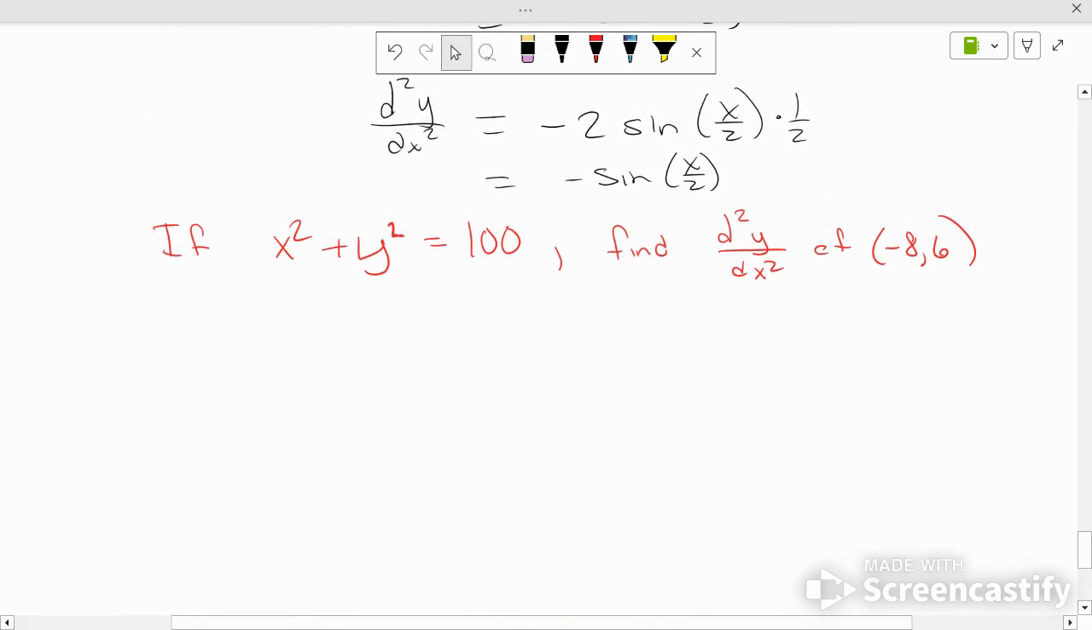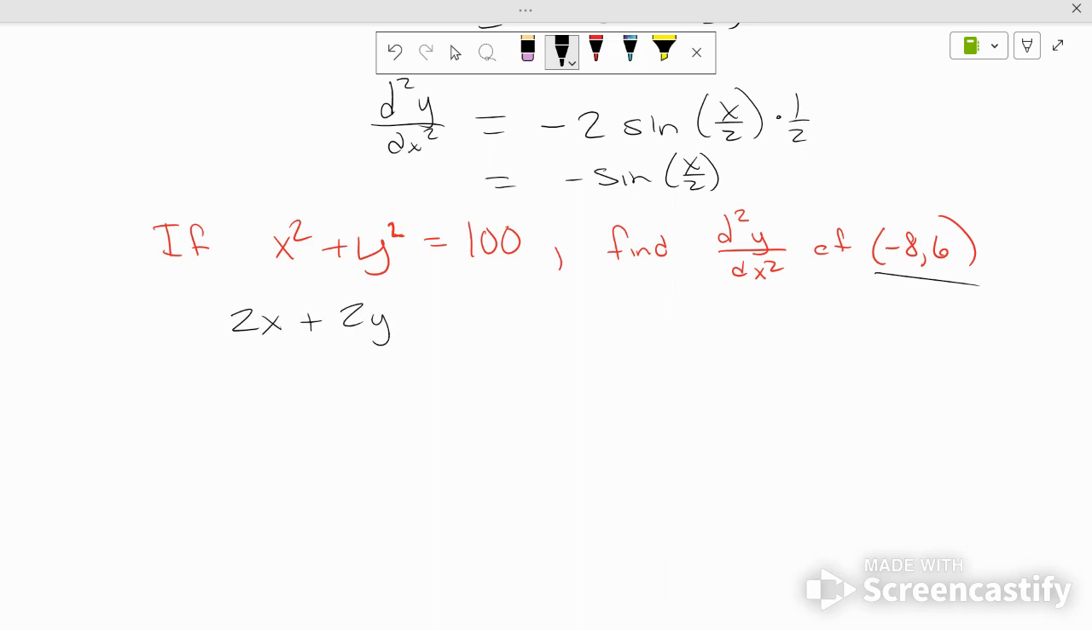If x squared plus y squared equals 100, what's the second derivative at negative 8, 6? Well, let's find the first derivative first. How do we find the first derivative? 2x plus 2y dy dx equals 0. So dy dx equals negative 2x over 2y, which is negative x over y.